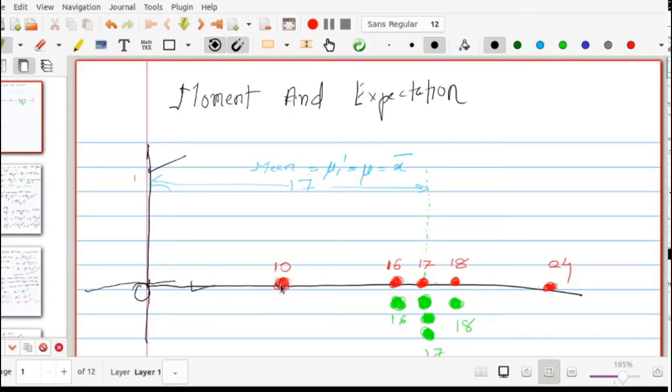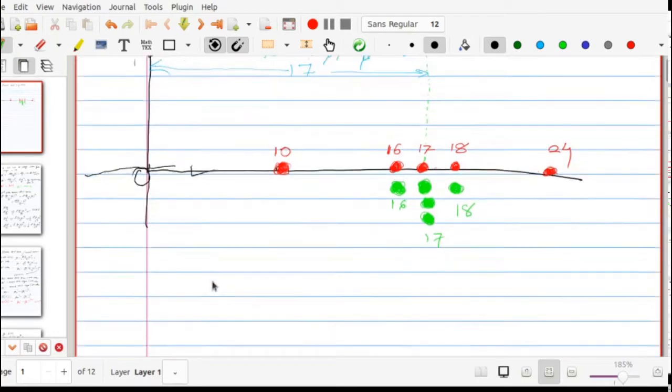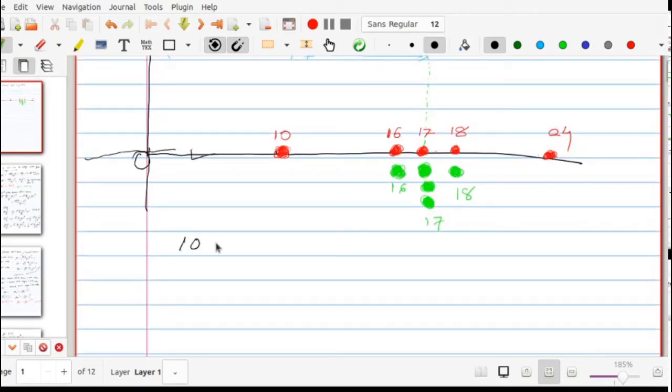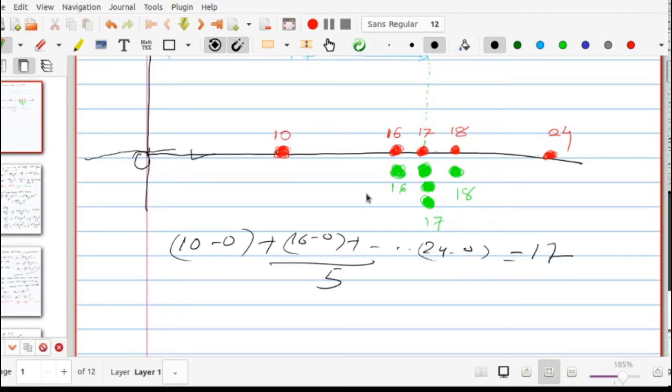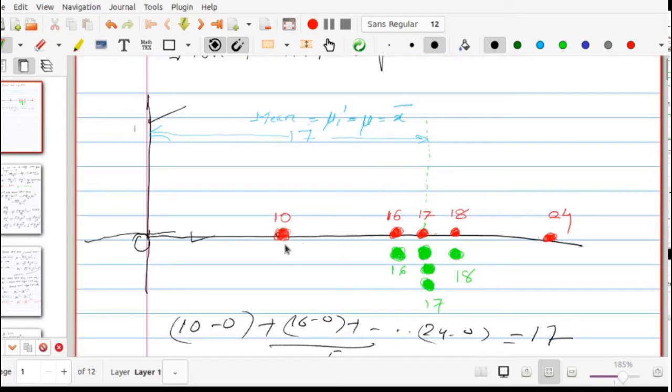So the first red ball is placed at 10, at unit 10 from origin, second is 16, 17, 18 and 24, and the green balls are at the distance of 16, 17 and 18 from origin. So if I have to calculate the average distance of these 5 red balls from the origin, the way I will do it is simple. We will do 10 minus 0 plus 16 minus 0 plus and so on, 24 minus 0, divided by 5 balls, right? And that comes to be 17. That means the average distance of red balls is 17 from the origin.